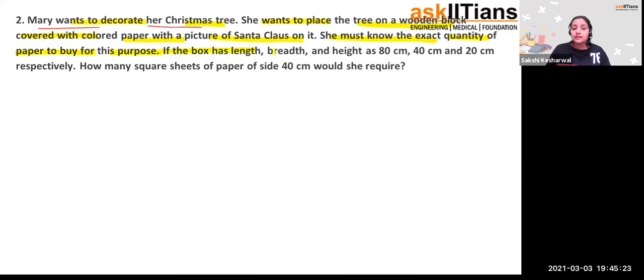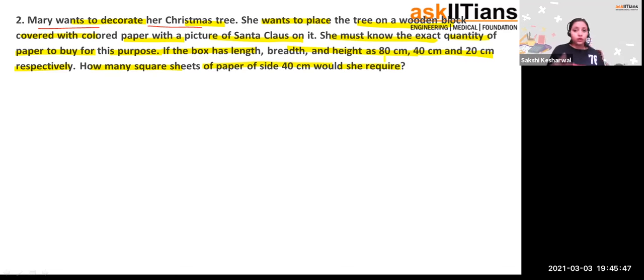If the box has a length, breadth and height of 80 centimeters, 20 centimeters and 40 centimeters respectively, how many square sheets of paper of size 40 centimeters does she require? Now just think like this. When you are going to decorate something, you cannot get a very big sheet of paper all at once. You get small sheets of paper like this, right?